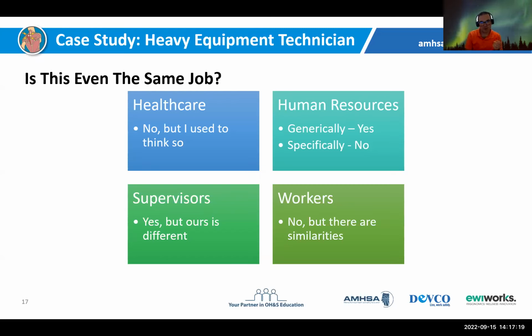The supervisors probably will say, well, yeah, it's the same job, but ours is different than theirs. We service fire trucks and they service buses. We service tractors and they service bobcats. And the workers who are actually trained to do this job will probably say, no, it's not the same job, but there's similarities. And that is a good thing. We want there to be similarities so that if these workers ever change positions, they're not totally blind knowing how to do a new task on a different piece of equipment.